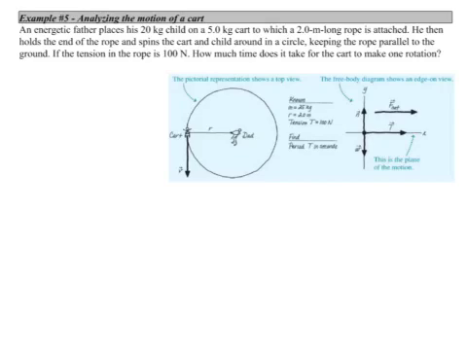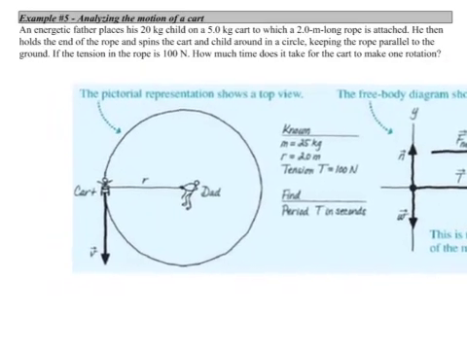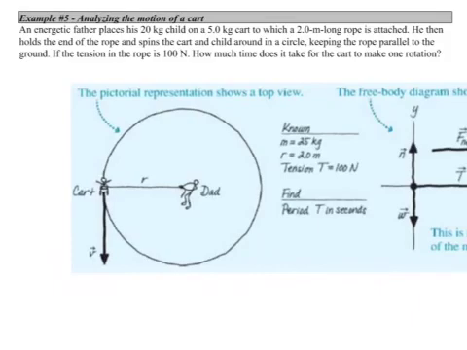So let's look at a few examples. Here we have an energetic father who places his 20-kilogram child on a 5-kilogram cart to which a 2-meter long rope is attached. He then holds the end of the rope and spins the cart and child around in a circle, keeping the rope parallel to the ground. If the tension in the rope is 100 newtons, how much time does it take for the cart to make one rotation?